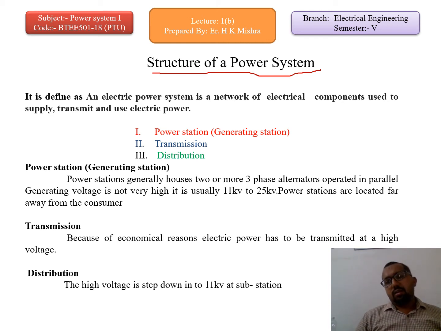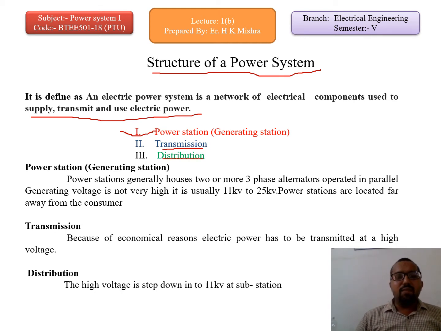Here it is defined as: an electric power system is a network of electrical components used to supply, transmit and use electric power. So when we classify the power system, we have three components. The first one is the power station, like the generating station. The second one is transmission and the third one is distribution.